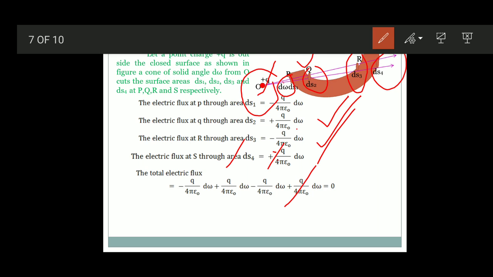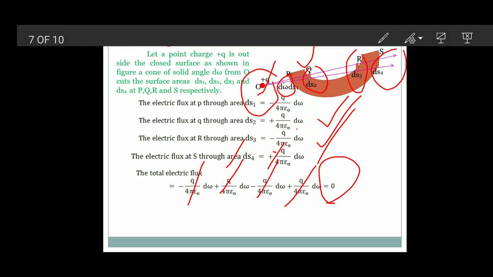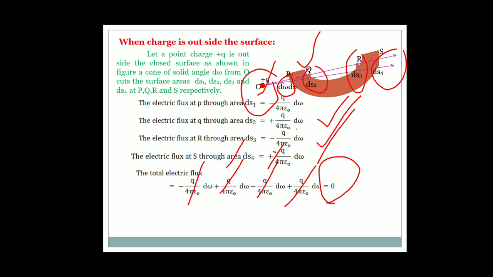So this and this cancel, this and this cancel, and the total is equal to 0. So the total electric flux is equal to 0 when the charge is outside of the closed surface. So the total electric flux over the whole surface due to an external charge is 0. This is also a verification of the Gauss law.